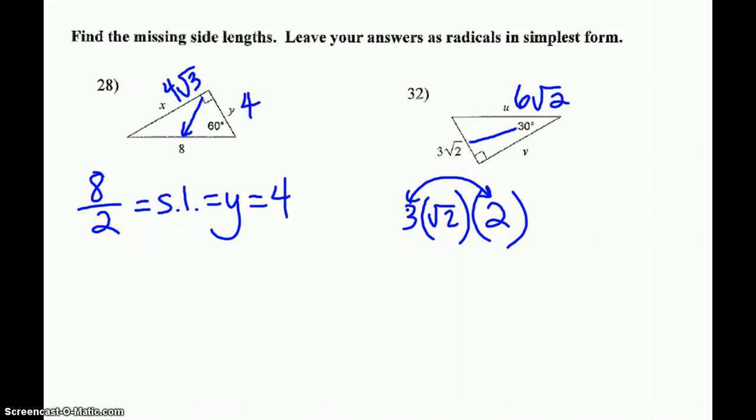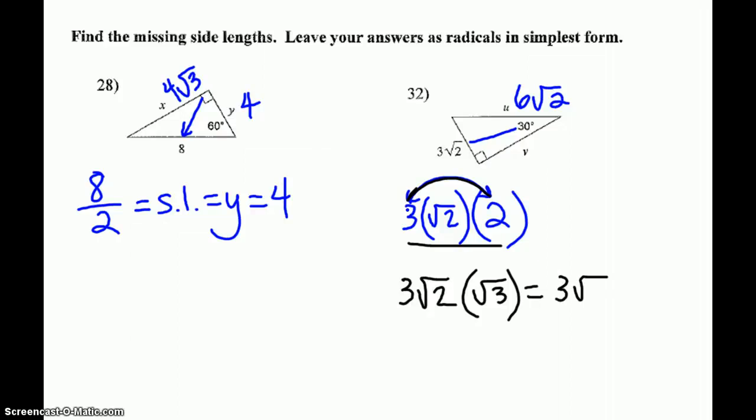To get to the long leg, your rule is to take your short leg and multiply by root 3. Well, just like in this problem, you could only multiply the 3 and the 2. In this problem, you can only multiply the numbers that are in the radicals. So I'm going to multiply root 2 and root 3, and I get 3 root 6. Now that number can't be simplified anymore because the only factors of 6 are 3 and 2. Neither one of those are perfect, so that would be my final answer.